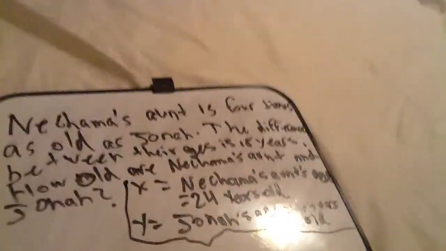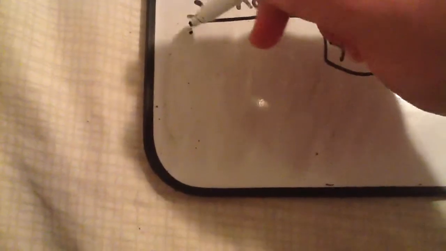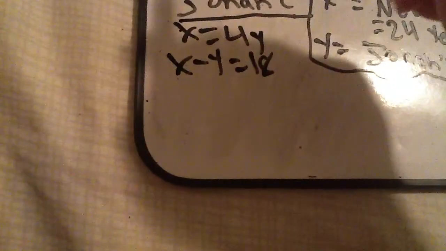Now, what you're gonna do is x equals 4y, and then x minus y equals 18, and then you're gonna plug this in for x, so it's gonna be 4y minus y equals 18, and now you just solve it.